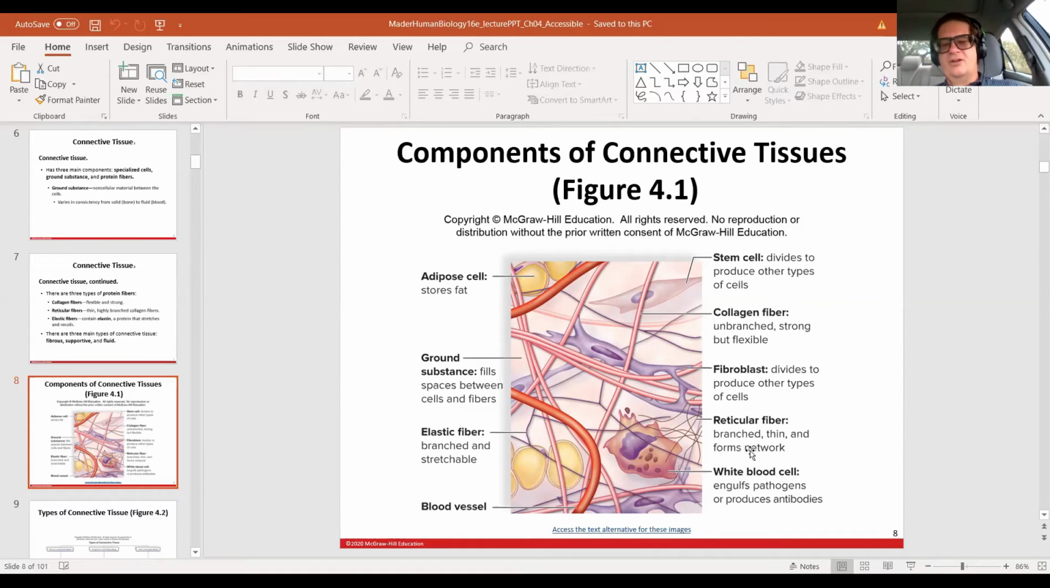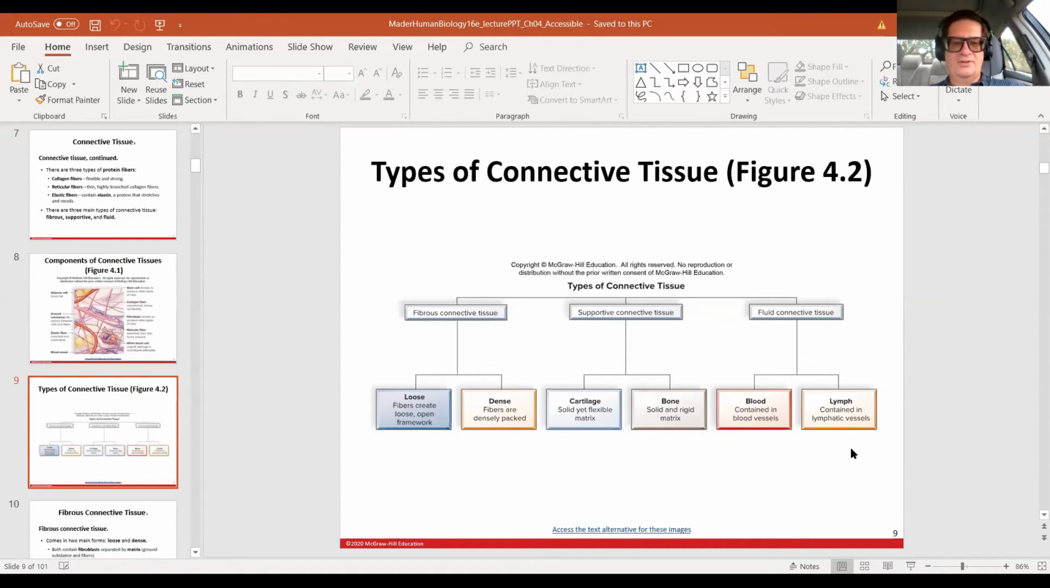Reticular fiber, we already talked about, really thin, really branched, actually still a form of collagen, just not in these big, thick, ropey masses. All right. And here where it says a white blood cell engulfs pathogens, produces antibodies. We haven't talked about types of white blood cells, but I would expect this to be a macrophage. It's a type of white blood cell. We'll talk about them more. And the name means big eater, literally. All right, eats things that don't belong.